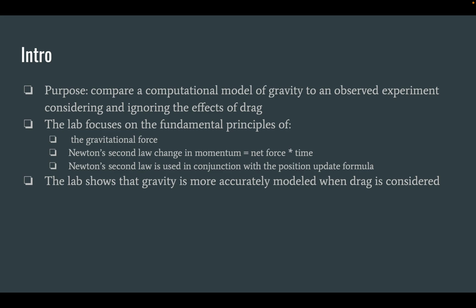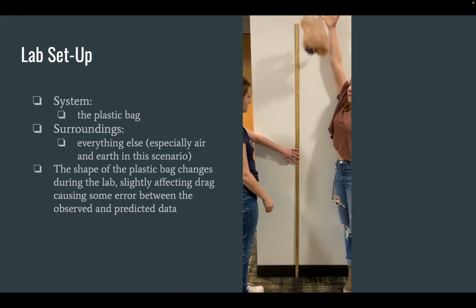We use Newton's second law in conjunction with the position update formula to create the data and the graph that we ultimately see later. This lab shows that gravity is more accurately modeled with drag than without drag in a real-life scenario. The system that we use is the plastic bag, and the surroundings are everything else, especially air and earth, since we're considering primarily gravity and drag.